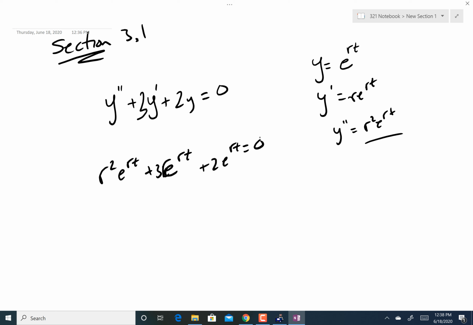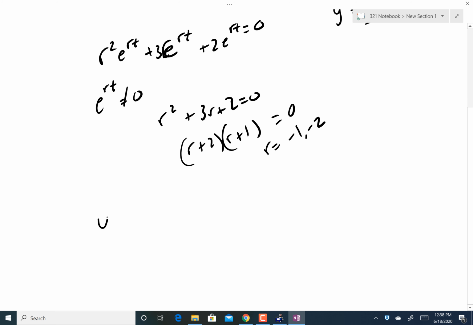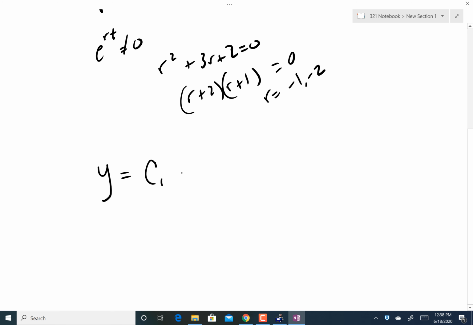Once again, the e to the rt cannot equal 0. So really all we're interested in is this. Of course, that factors to (r plus 2)(r plus 1), which means our r's are -1 and -2, meaning our solution is of the format y equals c1 e to the -t plus c2 e to the -2t.